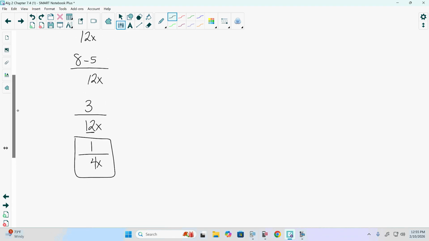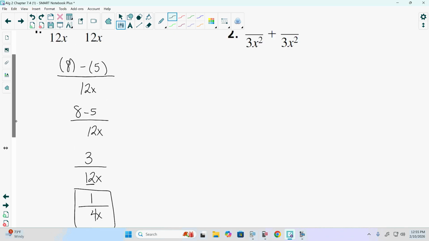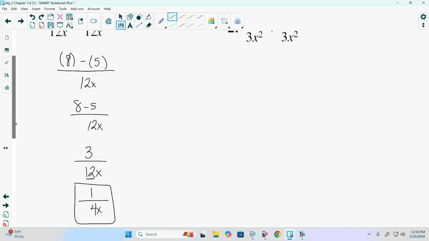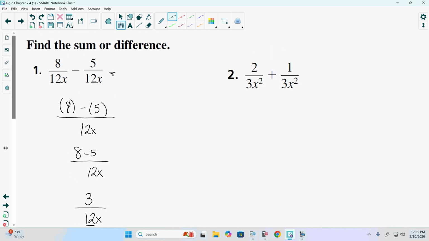Because we still had a product on top and bottom, we can simplify. We can reduce it out. Question on number 1, how we got it to be equal to 1 over 4x? We ready for number 2?